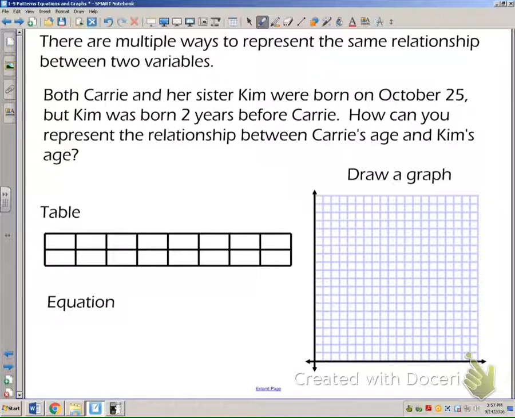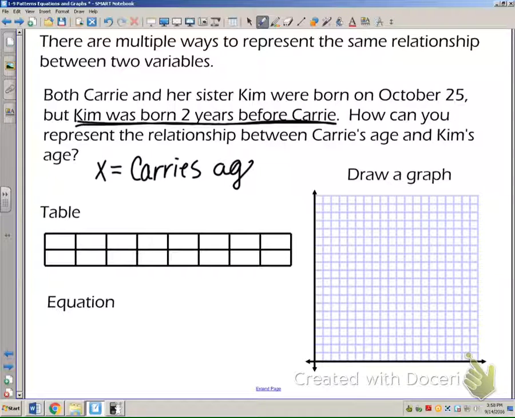Both Carrie and her sister Kim were born on October 25th, but Kim was born 2 years before Carrie. Key indication here is Kim was born 2 years before Carrie. How can you represent the relationship between Carrie's age and Kim's age? Well, first, the best thing to do would be to define our variables. So let's let x equal Carrie's age.